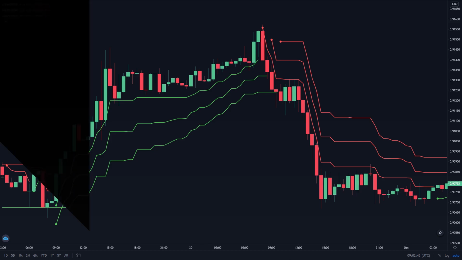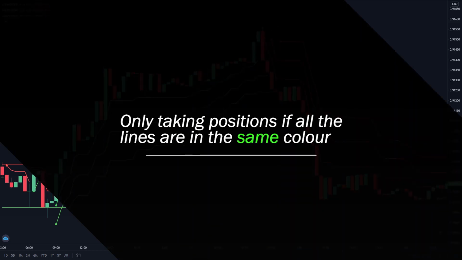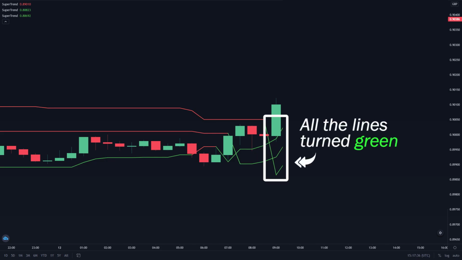So the way we use this super trend strategy is by only taking positions if all the lines are in the same color. For example, in this chart, we can see that the bottom line turned green, but the other 2 lines are still red. So you don't want to take positions yet. Next, you can see at this point, all the lines turned green. And this is where you want to take a buy position.